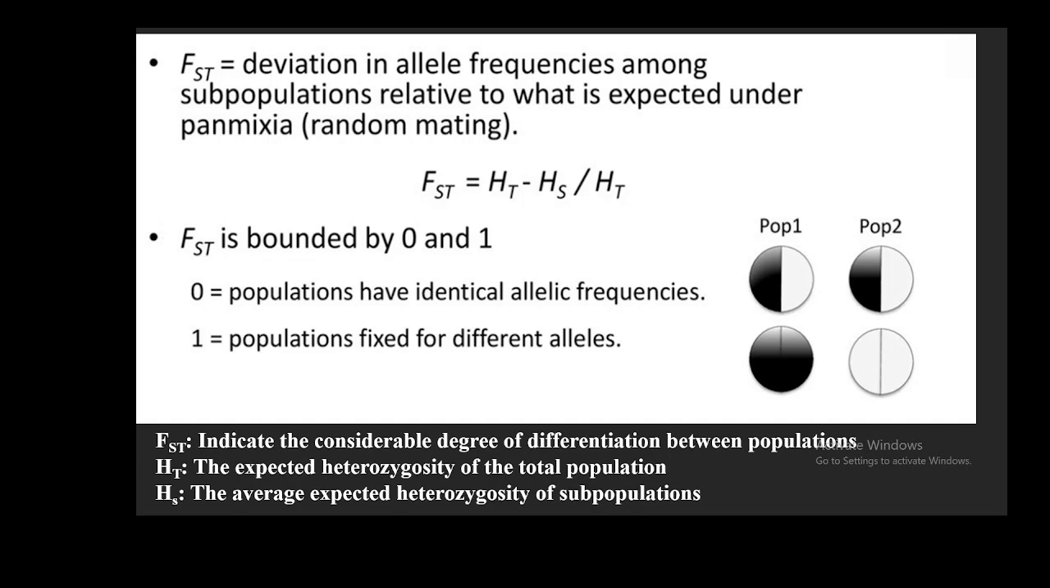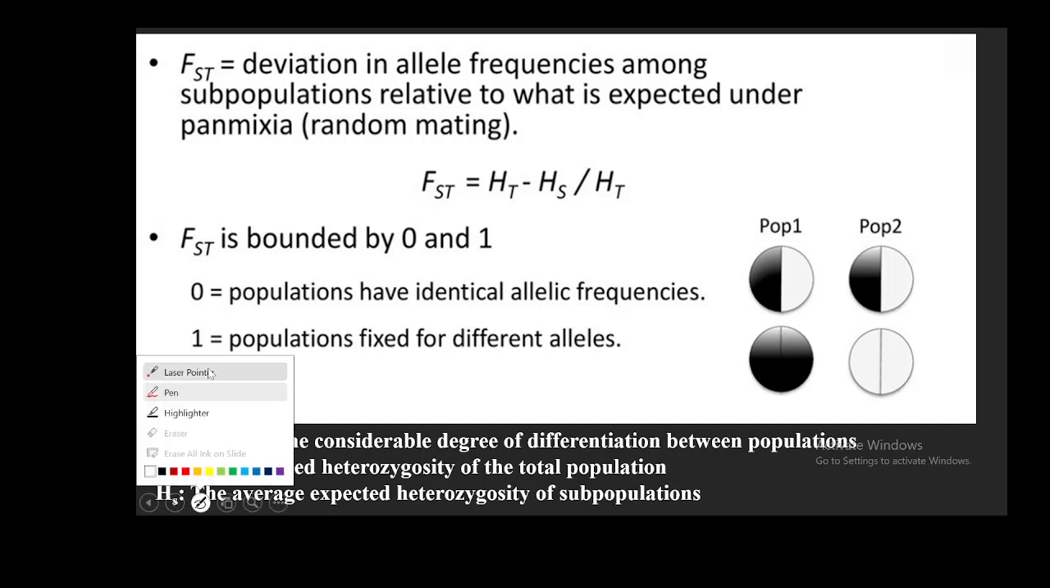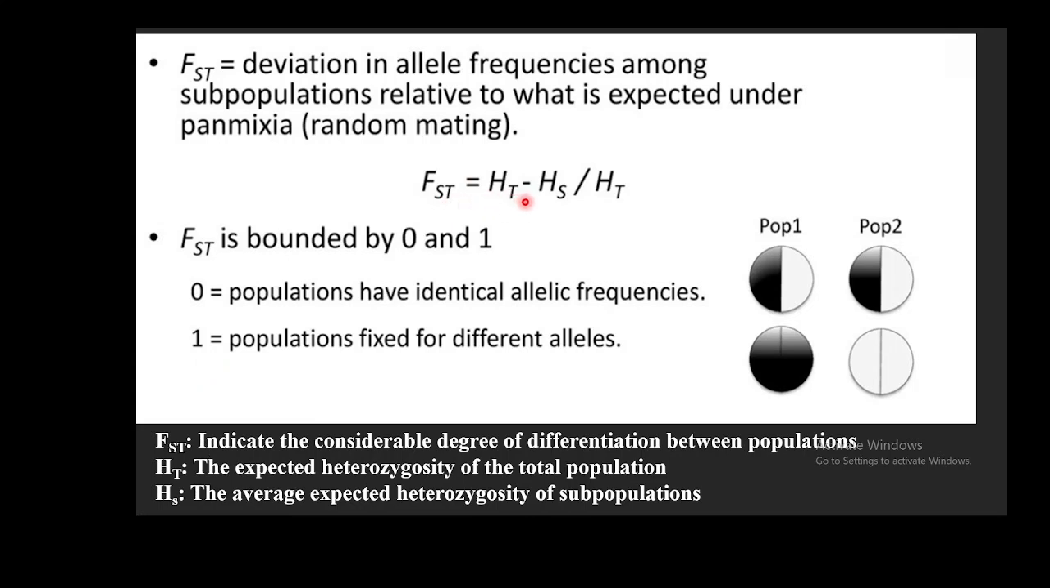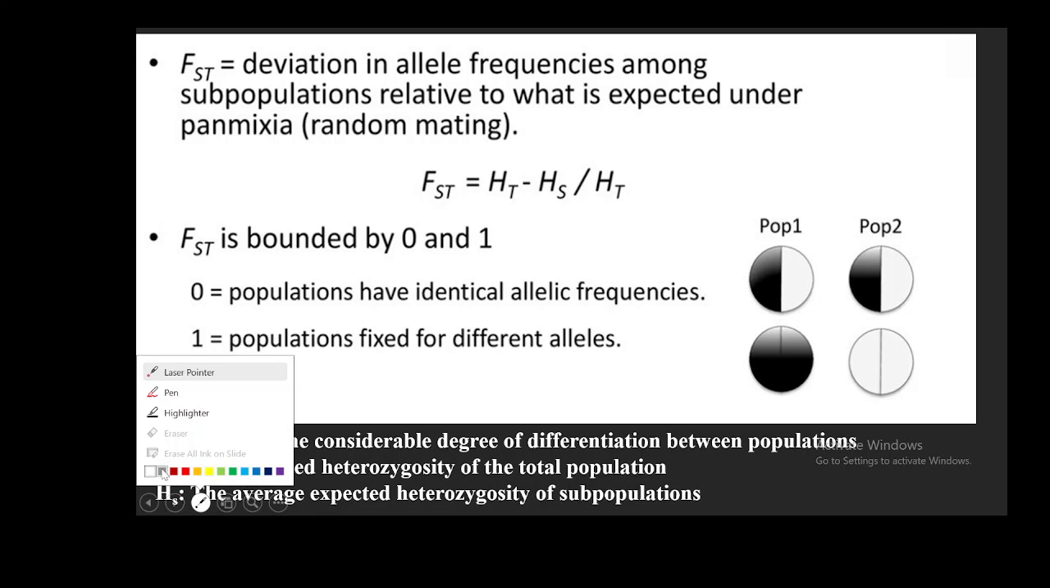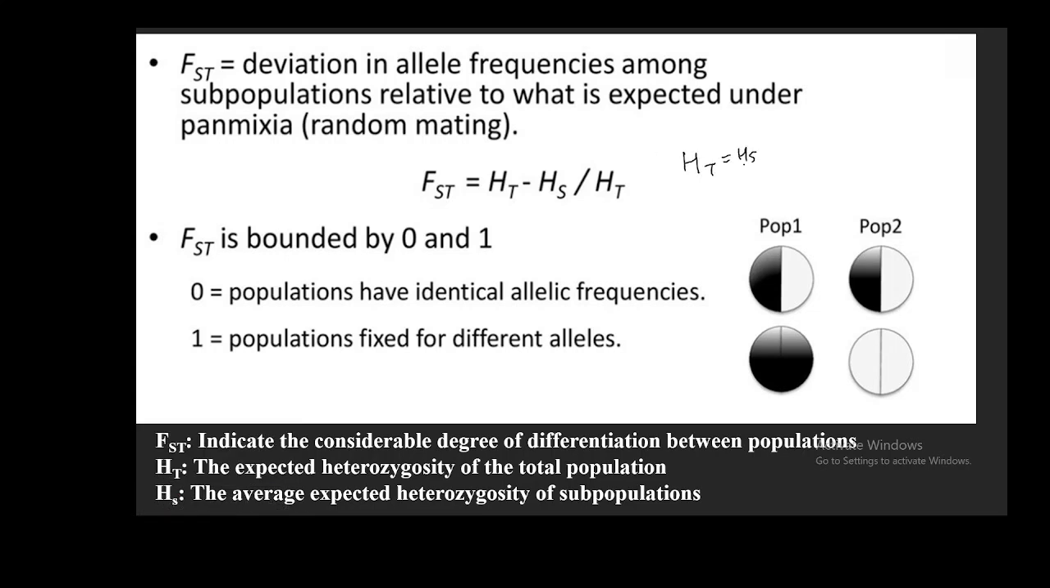So how will you decide the degree of differentiation between the subdivided populations? That is decided by FST equal to HT minus HS by HT. What is HT? This is the expected heterozygosity of the total population. What is HS? It is the average expected heterozygosity of the subpopulations. Whenever the FST is 0, it is going to be 0 when HT is equal to HS.